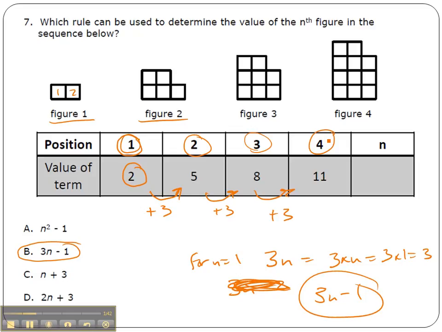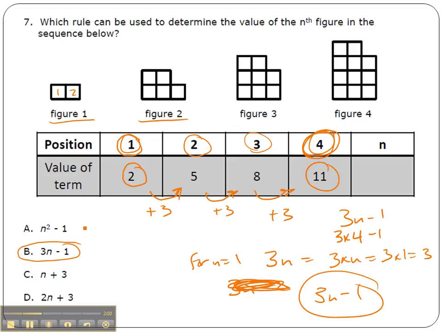Let's take another value of n. Let's take 4 and try it with 3n minus 1. 3n means 3 times n, but n is 4. 3 times 4 minus 1. 3 times 4 is 12. 12 minus 1 is 11. So that checks out, so that is the correct rule.